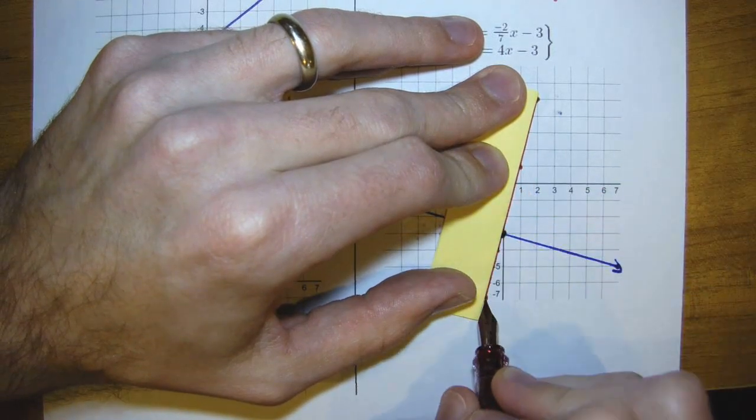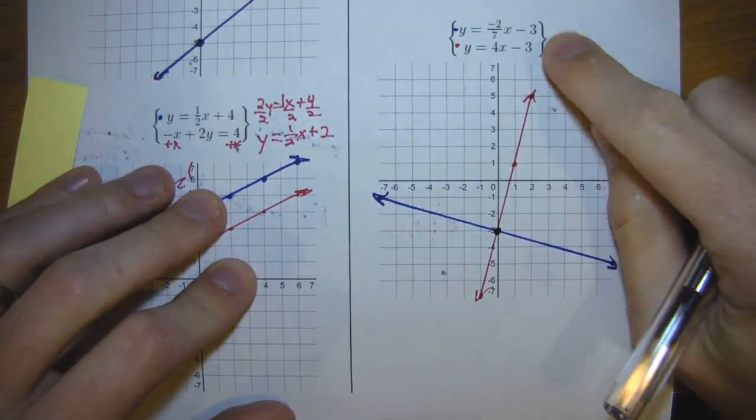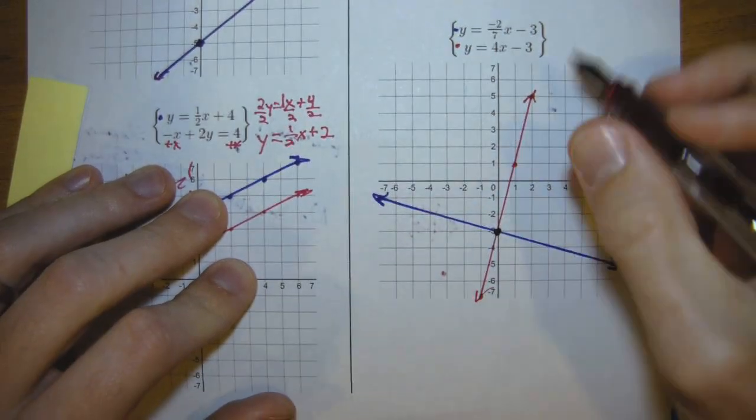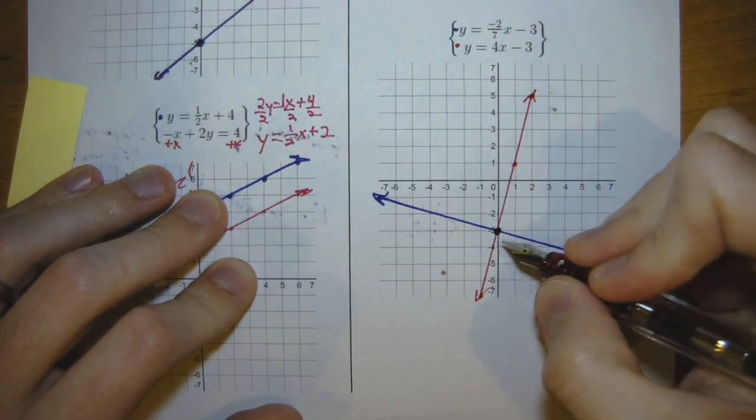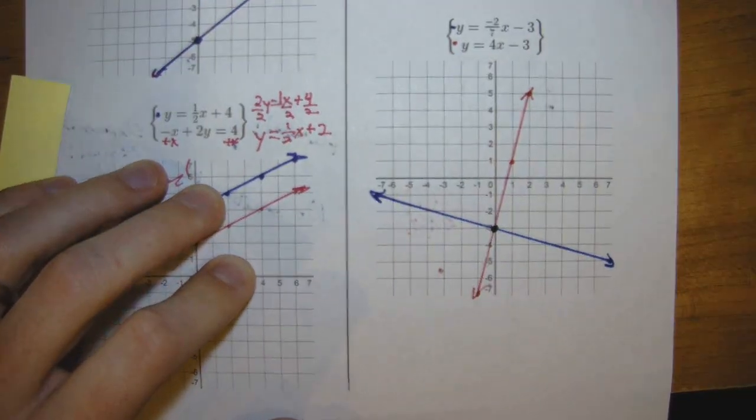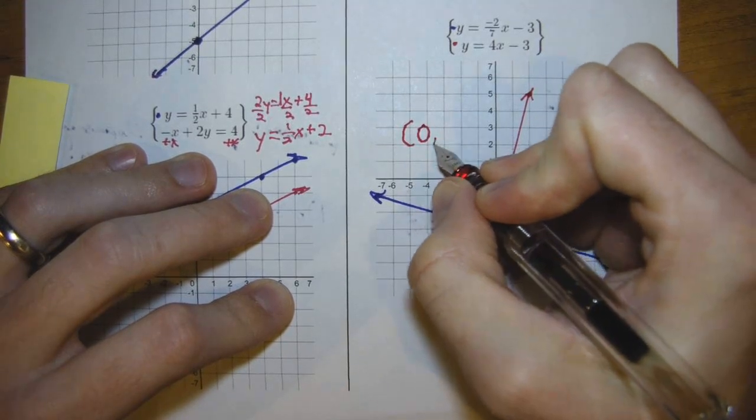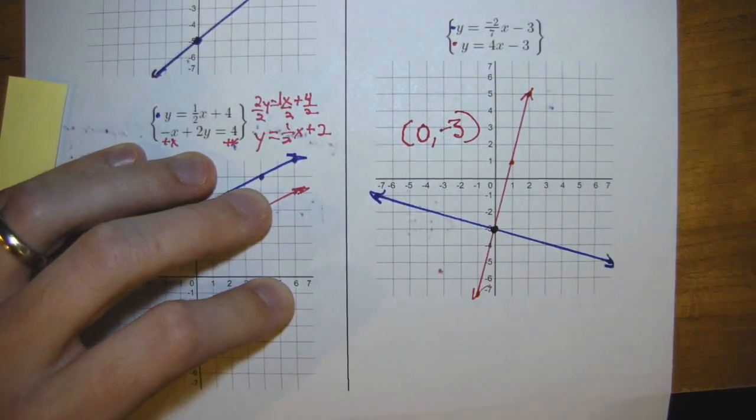Well, in this case, it's not that difficult. Notice that their y-intercepts were both the same. They're both at negative 3. So the equations themselves actually gave it away. We didn't necessarily have to graph it. We can see right there that they're going to cross at that spot. Sure enough, they do. So our solution in this case is at 0, negative 3.